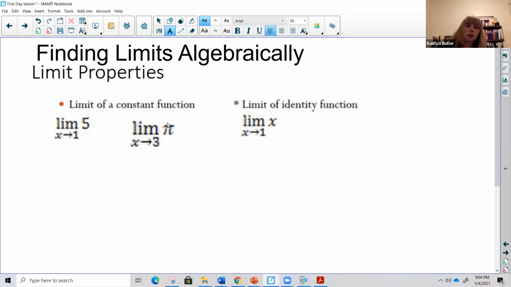So in class, we talked about finding limits graphically. Today, this video is going to be finding limits algebraically. So how do we find the limit if we're given a function instead of a graph?